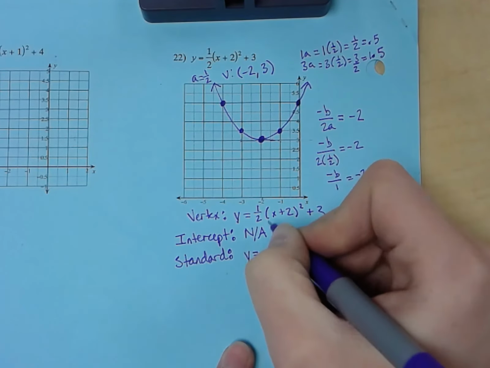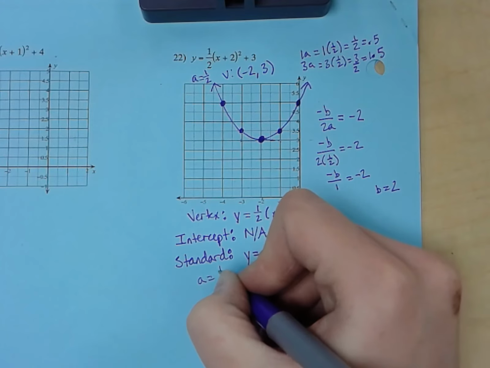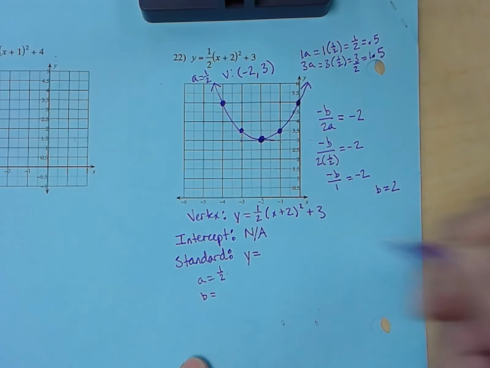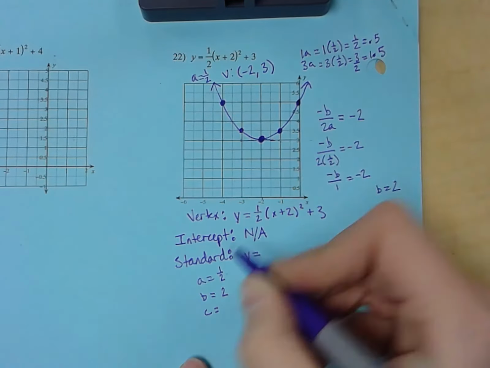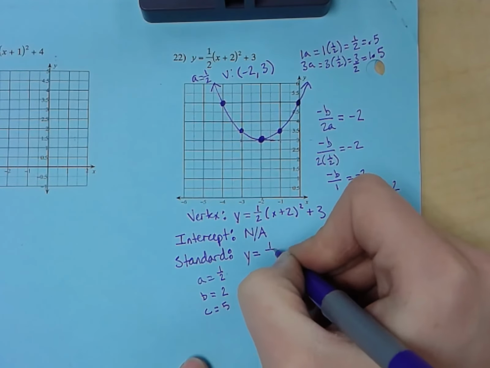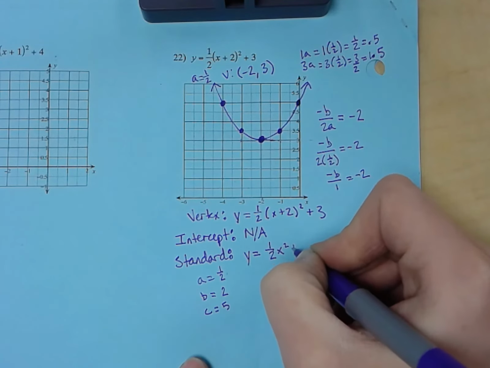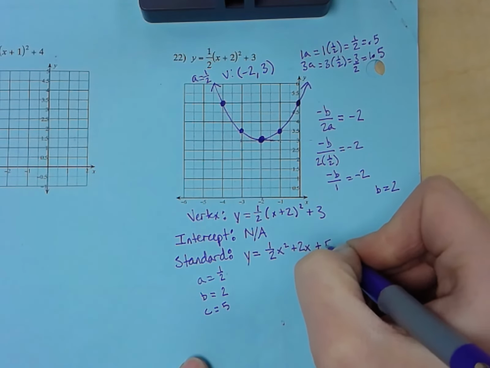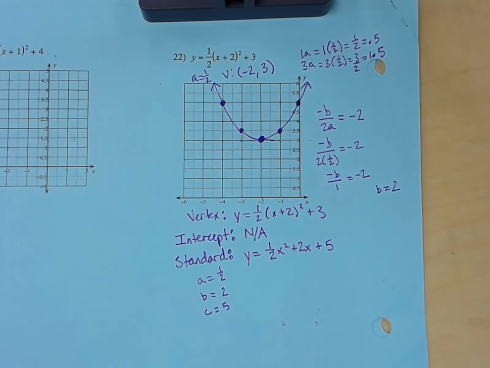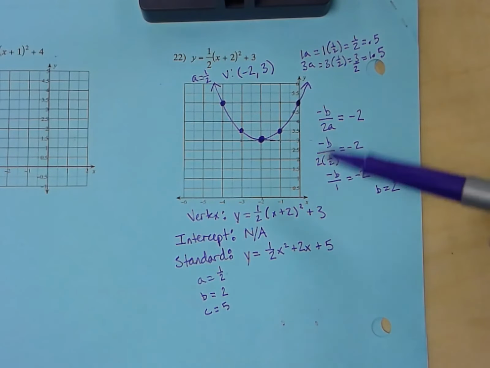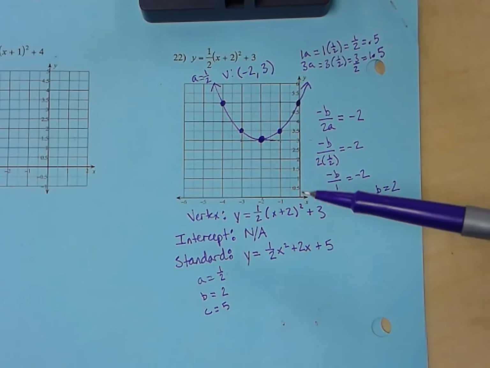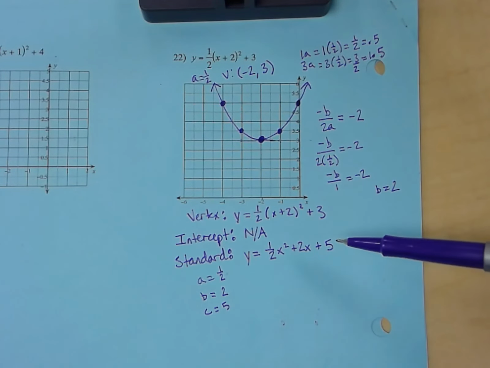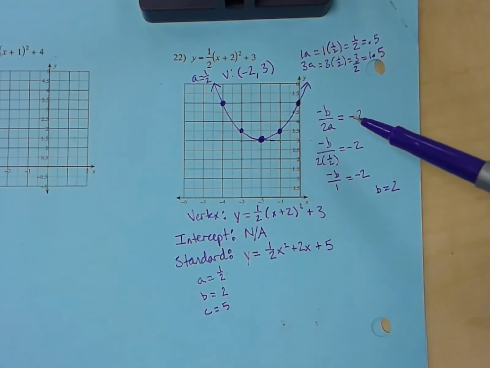So that means y equals my a value, which I know is 1/2, my b value I just got was 2, and the c value is my y-intercept of 5. That's one way to do it. That way actually wasn't too bad at all. This way is nice if you know a and c for sure, because then it's not too bad to just get your b value.